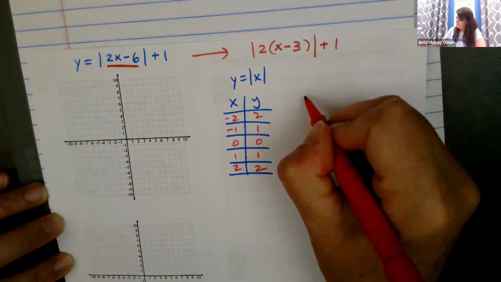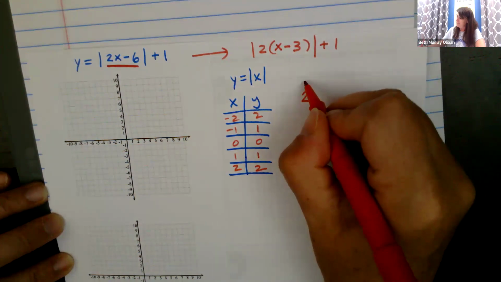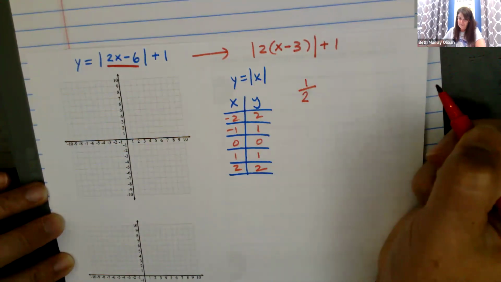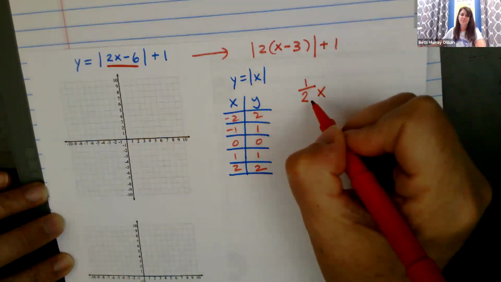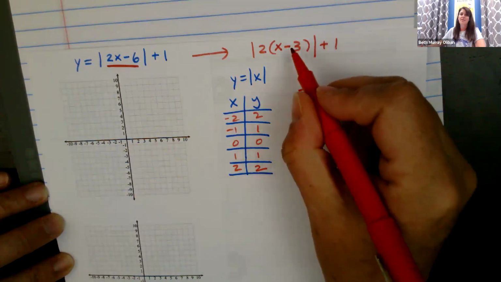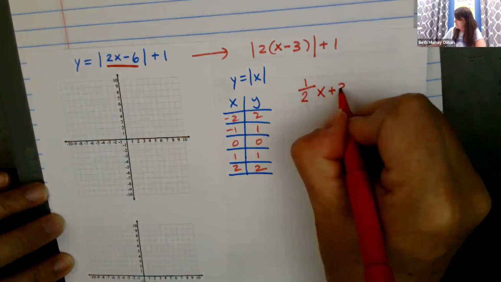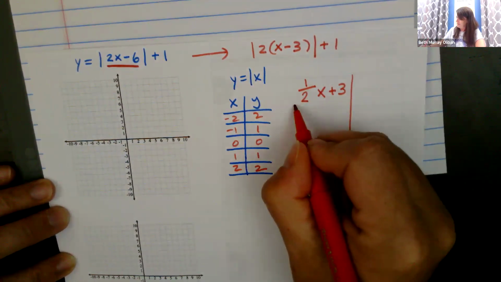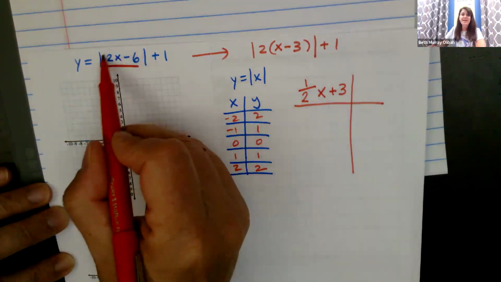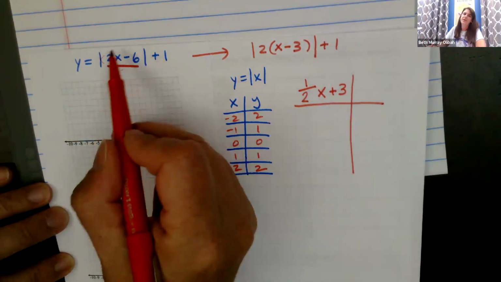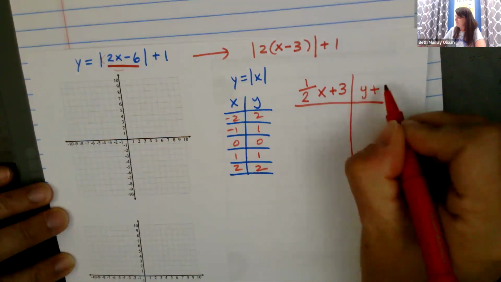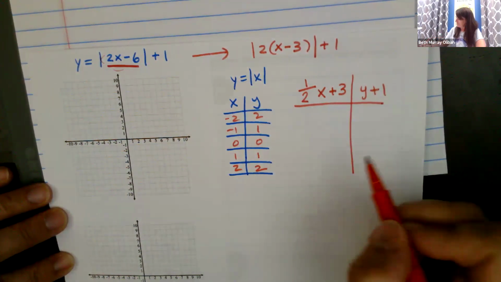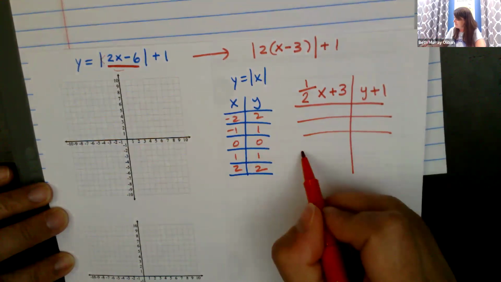So parent graph again, just because it helps me to see it right in front of me. And now what do I need to do? I need to multiply my x by 1/2, because we have to do the opposite. So instead of 2, I multiply it by 1/2. And then instead of the -3, I'm going to add 3. So the stuff inside the function is always tricky because opposite, opposite. For the y, I'm just going to add that 1. So the x is going to be tricky.